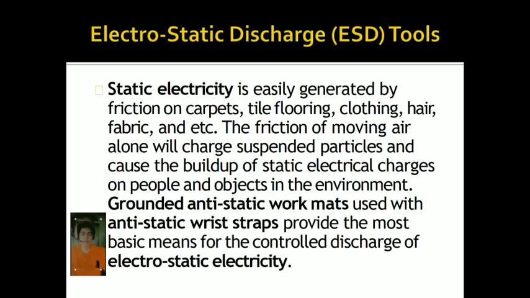Electrostatic discharge tools. Static electricity is easily generated by friction on carpets, tile flooring, clothing, hair, fabric, etc. The friction of moving air alone will charge suspended particles and cause the buildup of static electrical charges on people and objects in the environment. Grounded anti-static work mats used with anti-static wrist straps provide the most basic means for the controlled discharge of electrostatic electricity.